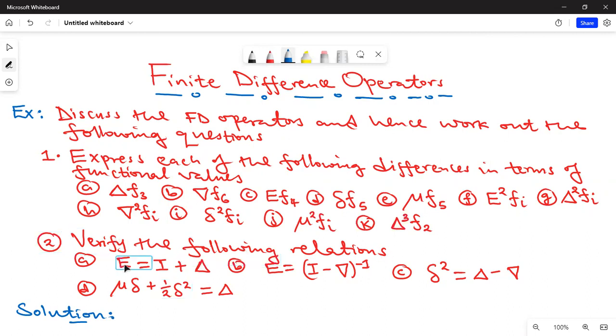In part A, we have the shift operator is equal to the identity operator plus the forward difference operator. Part B, shift operator is equal to identity operator minus the backward difference operator, everything raised to -1. Part C, we have the central difference operator squared is equal to forward difference operator minus backward difference operator. And part D, we have the averaging operator times the central difference operator plus half of the central difference operator squared should give us the forward difference operator.